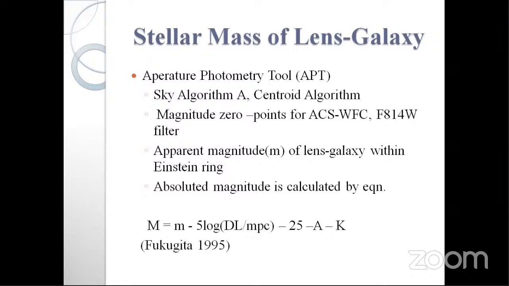This means that the background sky is not subtracted, because the images that we have downloaded already have the background sky subtracted. Now, using the centroid algorithm with magnitude 0 points, we have to find these magnitude 0 points from the Hubble side for this particular filter, the F814 filter, and for that camera. Taking that and utilizing it in the photometry tool, we calculate the apparent magnitude for each lens and within the Einstein ring.